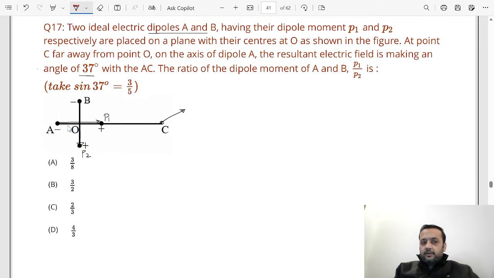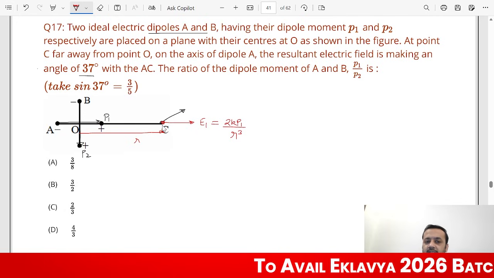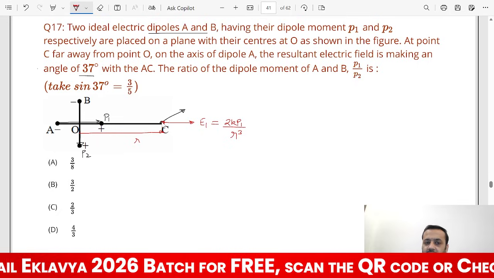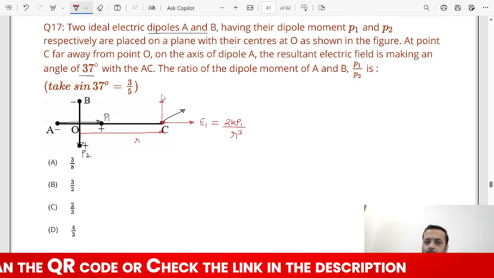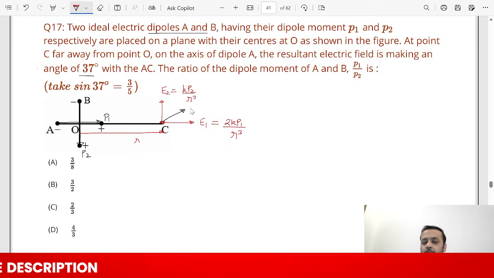Now look, for the dipole P1, point C will be an axial point. Let's say this distance is r. So because of the dipole P1, the electric field will be E1, and that will be 2kP1 by r cube. Because of the dipole P2, C is an equatorial point and the dipole is looking down. So the electric field will be looking up, because at an equatorial point the electric field is opposite to the dipole moment. So E2 will be kP2 by r cube.